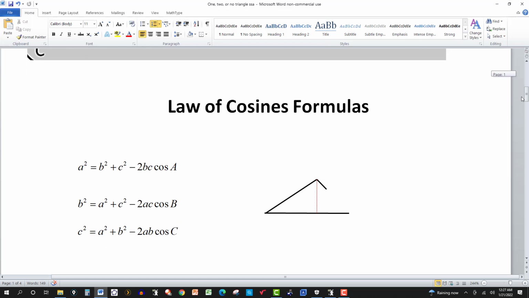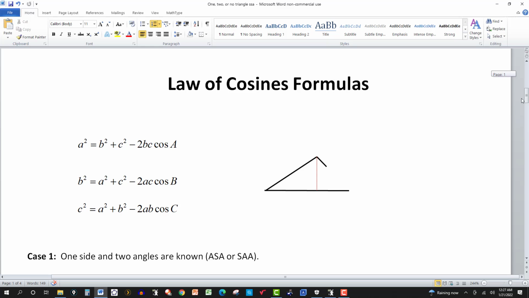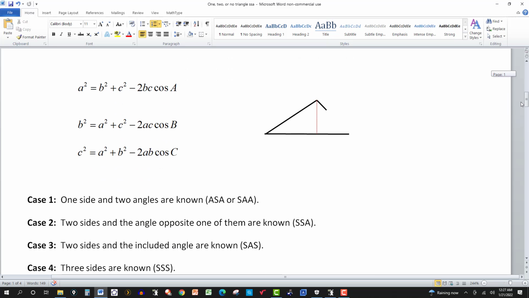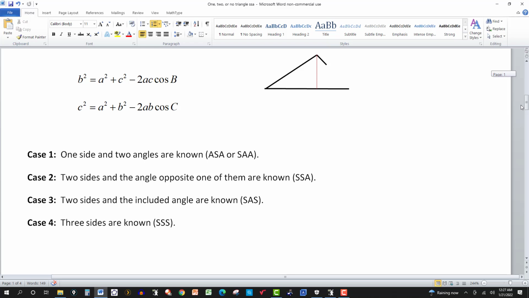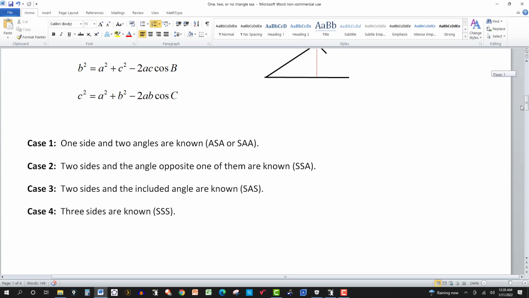but we went over these briefly. Here they are. And then those are the four cases that you have. For Case 1 and 2, you're going to use the law of sines. For Case 3 and 4, you use the law of cosines. And right now we're focusing on Case 2, when you're given two sides and the angle opposite one of the sides.